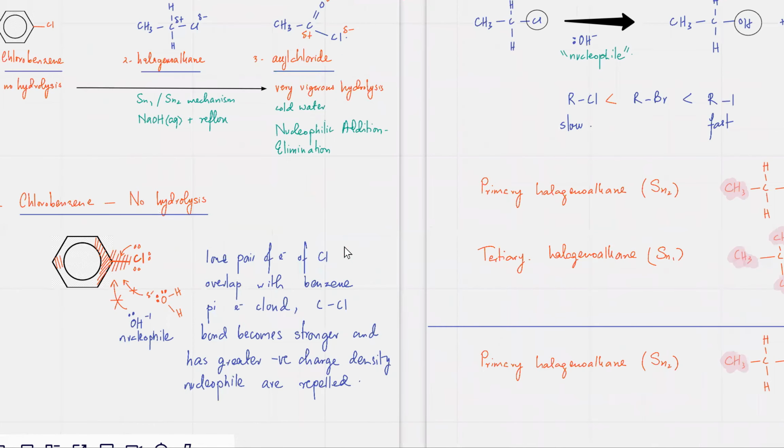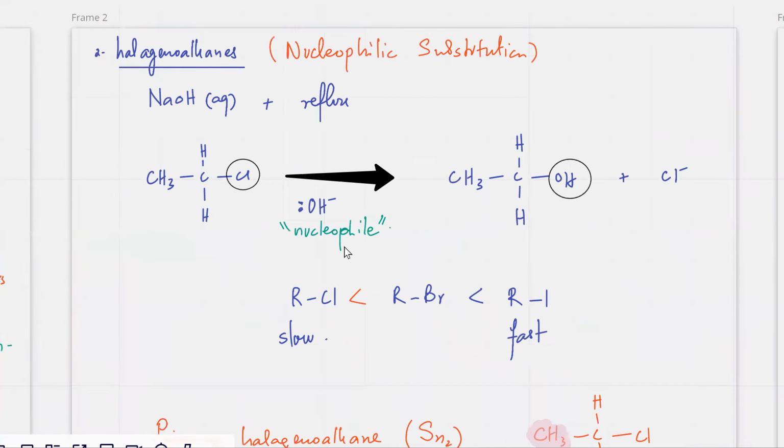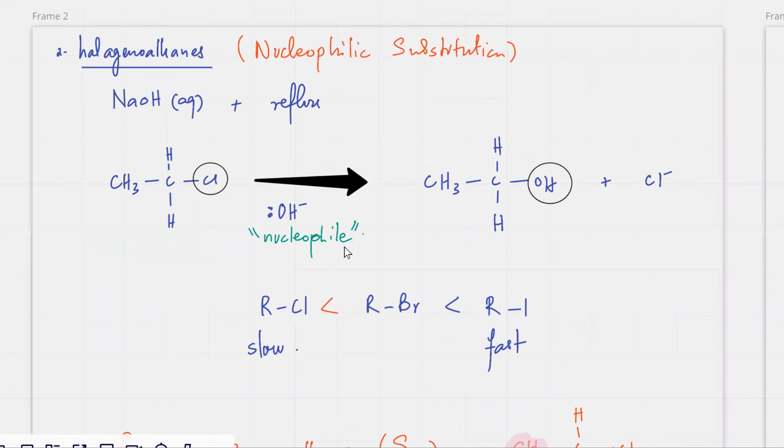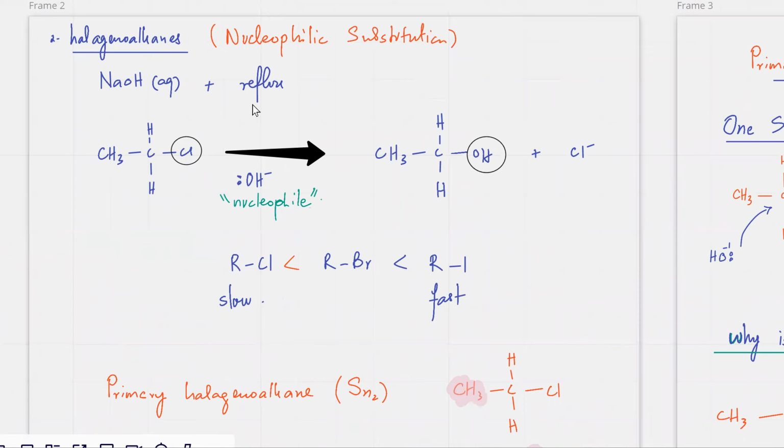अच्छा, फिर ये कि what about halogenoalkanes? You've already done halogenoalkanes in your AS. So in halogenoalkanes, the conditions that are required are NaOH aqueous and reflux. Now for halogenoalkanes, what will happen is that you add the OH minus 1 nucleophile, and there is a reaction. Why? Because the carbon has a positive charge. So the OH minus 1 nucleophile is going to get attracted to it.